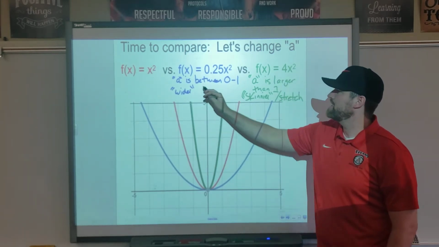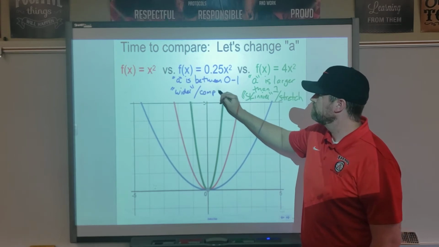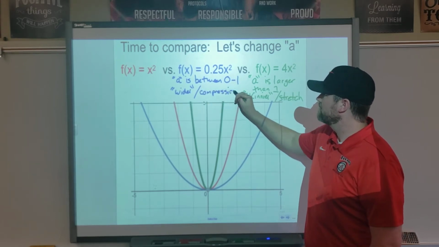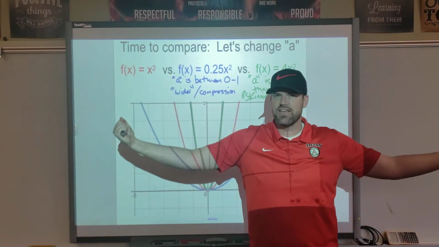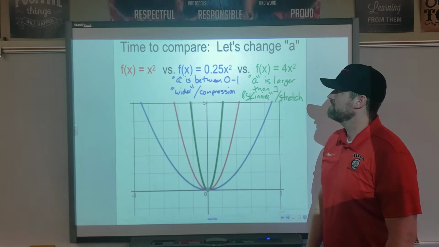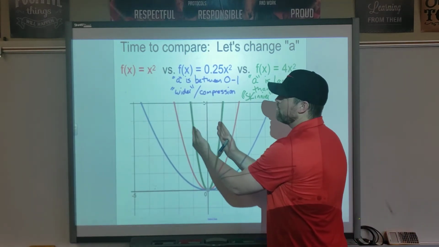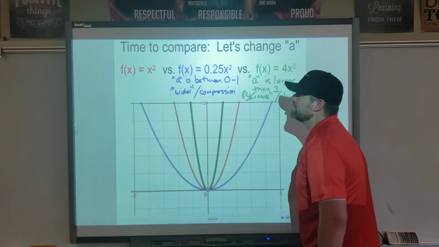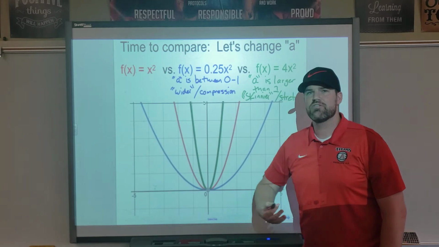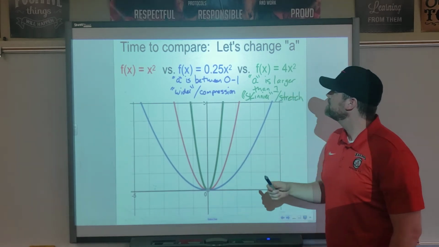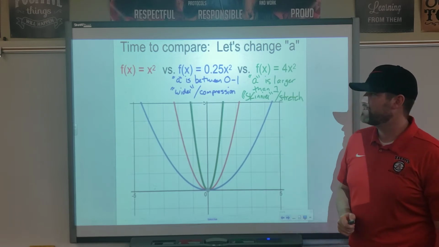Mathematically, we have a special name for when it gets wider. We call that a compression. Kind of like you got your arms, somebody pushes down, and it compresses, and it makes your arms go wider, right? So they're getting compressed. So again, skinnier is a stretch, wider is a compression. If your a value is between 0 and 1, then it's going to be a compression. But if your a value is larger than 1, it is going to be a stretch.